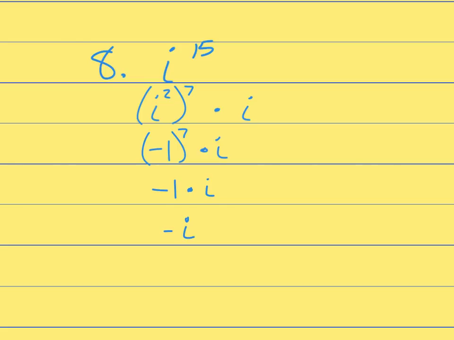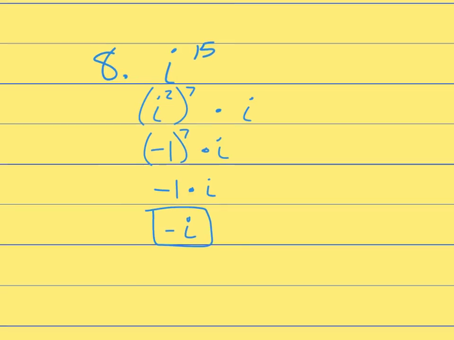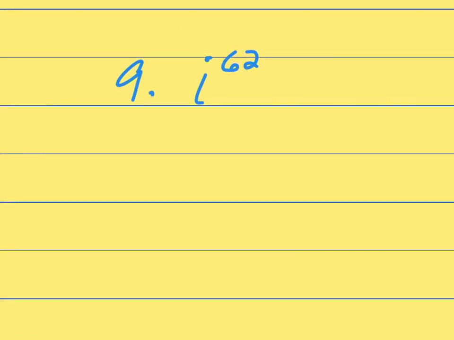You could think about this as though, okay, well, I know at 16 I would be at 1 because 16 is divisible by 4. 15 is not, but it's really close to it. It's right there, right before 16. And so my next number in my pattern before 1 would be -i. But I like this way because it takes some of the thinking out of it, and some of the number sense that you need to know.